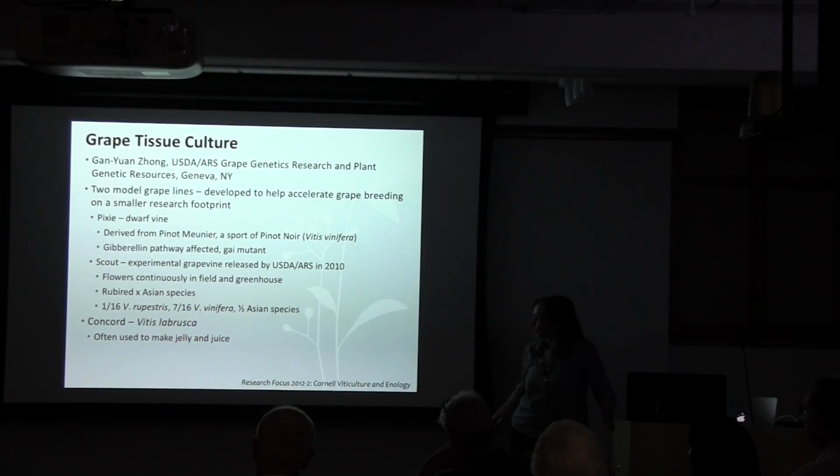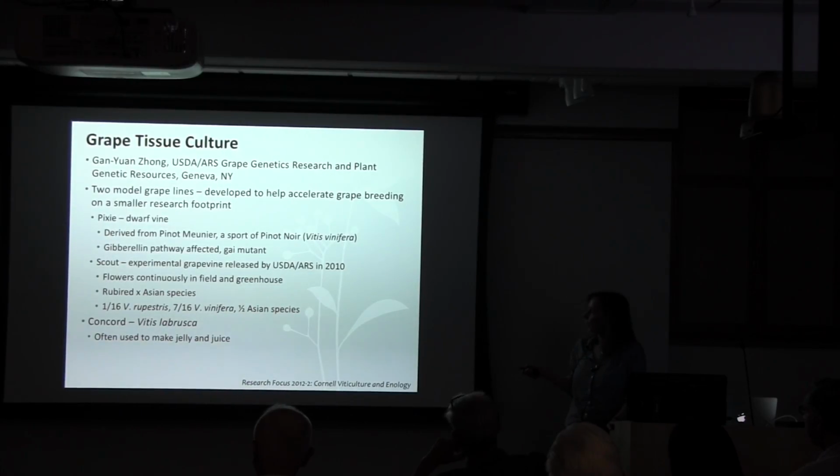And then Gan also recommended that we start working with Concord because it's an important one in New York State, and it's often used to make jellies and jams. And if you're interested in reading more about Pixie and Scout, there is a publication that was put out by Cornell that describes the background on that plant material.